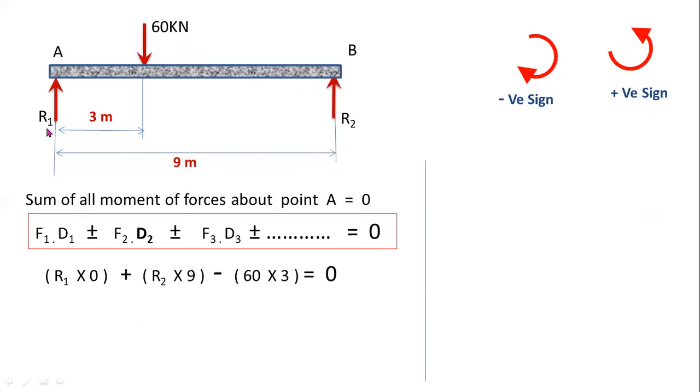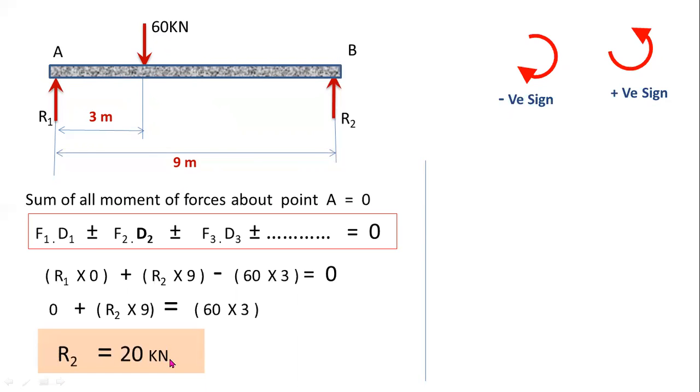So moment of force R1 about point A equals 0, plus moment of force R2 about point A equals R2 into 9 meters. Now moment of force 60 kilonewtons, the UDL, is 60 kilonewtons into perpendicular distance 3 meters. From this equation, you can get the value of reaction force R2. R2 equals 20 kilonewtons, the reaction force at the right end support.